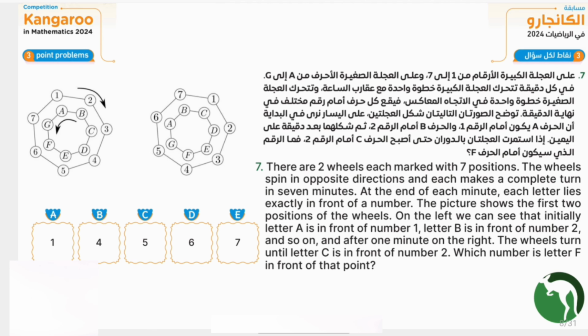Letter B is in front of number 2, and so on, and after 1 minute on the right, the wheels turn until letter C is in front of number 2. Which letter is in front of that point?